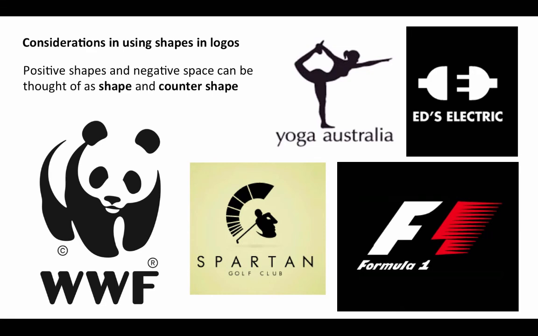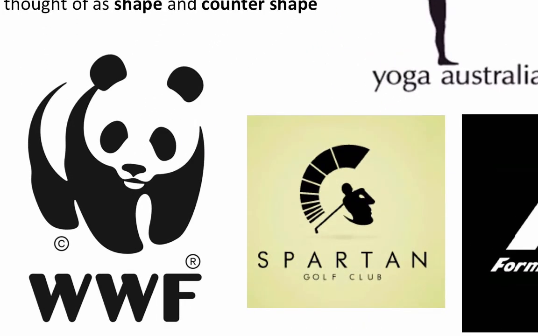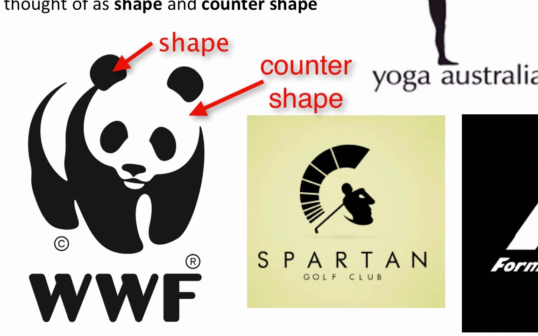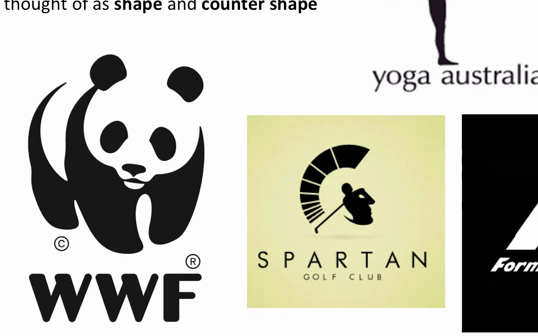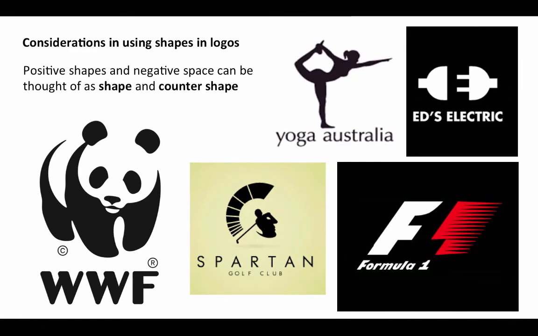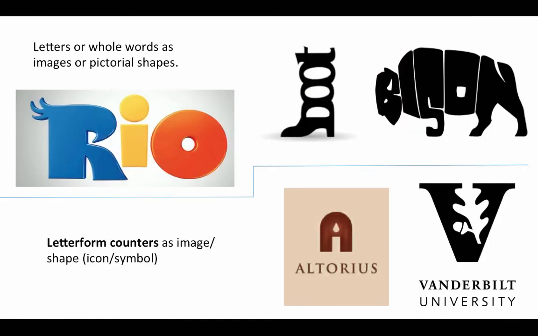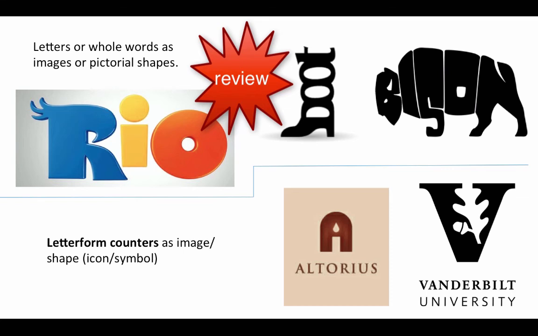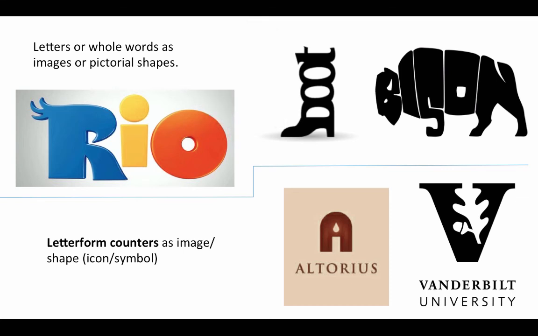Now, so what must we consider when creating a logo? Well, firstly, shapes. There are positive shapes and there are negative spaces. But why don't we think about shape and counter shape? So whenever you think of white space in a logo, look for potential of how that white space can be incorporated. Here's some really nice examples. And letters can be, or whole words can be, images or pictorial shapes. The counters of letters can also have an image within them.